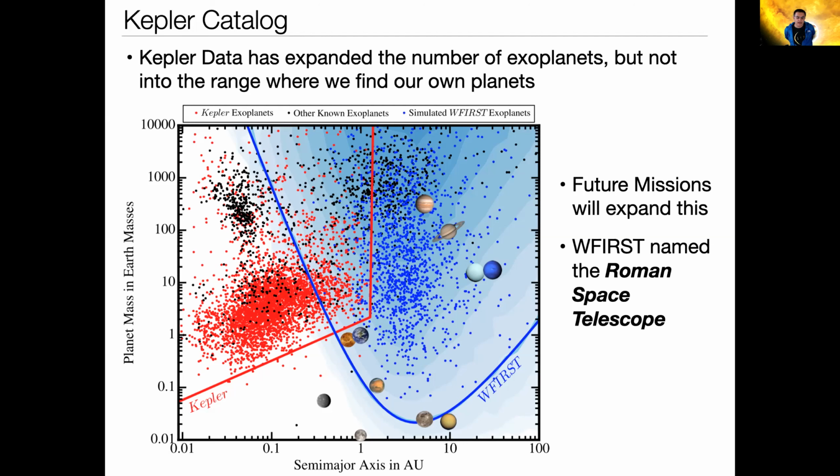WFIRST will fly in the next 5-ish years, around the middle of the 2020s. And the blue line shows where WFIRST will be sensitive to exoplanets. As you can see, it covers that huge range of space where Kepler wasn't able to see exoplanets. And that includes lots and lots of the planets in our solar system. The only planet outside there is Mercury. But Venus and Earth, Mars, all the giant planets are well within the capability of WFIRST detecting, at least in terms of their orbital and mass parameters. The blue dots here are a simulation that shows where WFIRST is expected to observe planets during its mission.